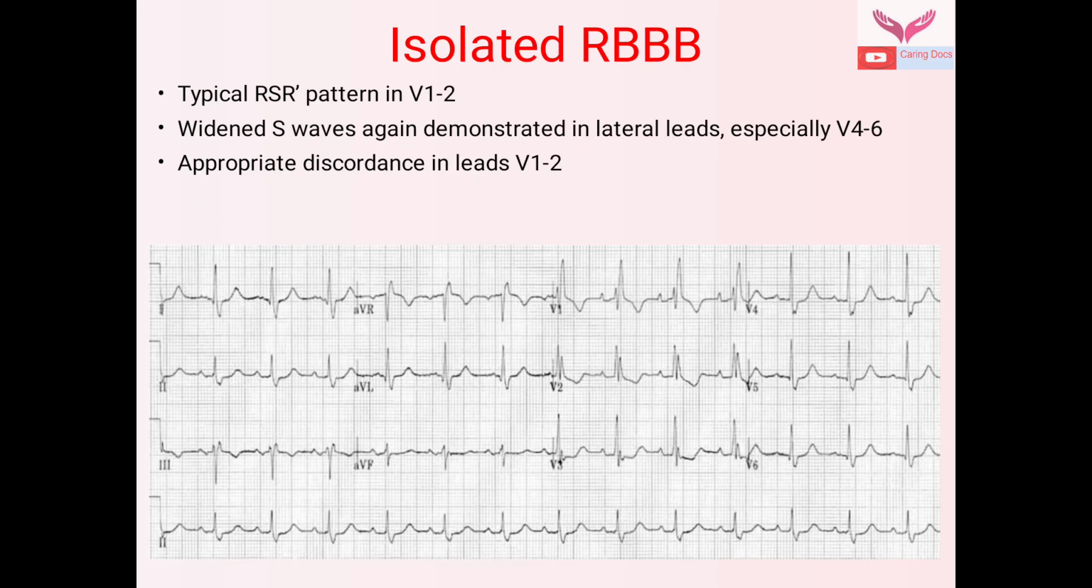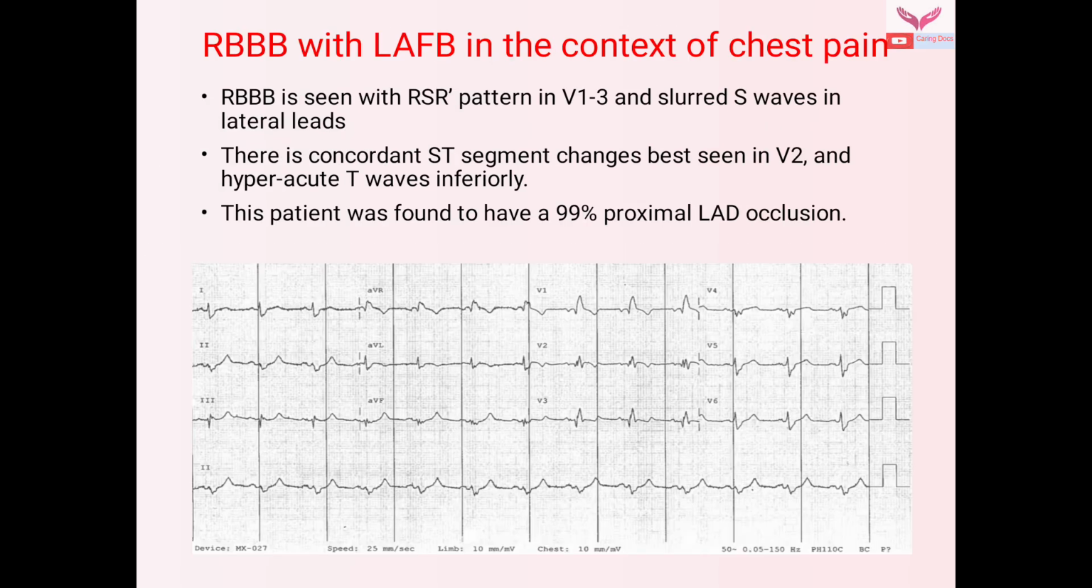Isolated RBBB is also seen, typically with an RSR-dash pattern in V1 to V2 and a widened S wave, again seen in lateral leads, especially V4 to V6, with appropriate discordance in leads V1 and V2. Right bundle branch block with left anterior fascicular block can be seen in a patient with chest pain. Here we can see an RSR-dash pattern in V1 to V3 and a slurred S wave in lateral leads. There are concordant ST changes, best seen in V2, and hyperacute T waves inferiorly. This patient was found to have a 99% proximal LAD occlusion.